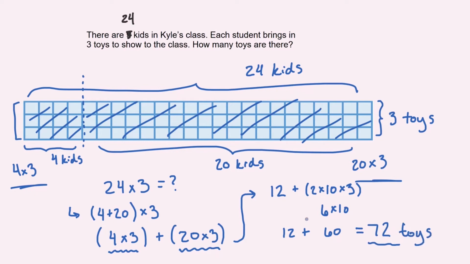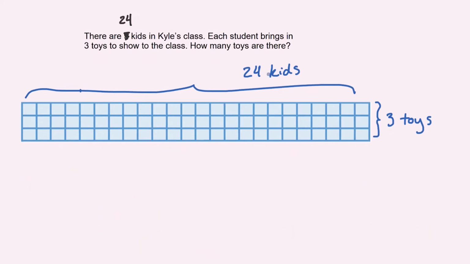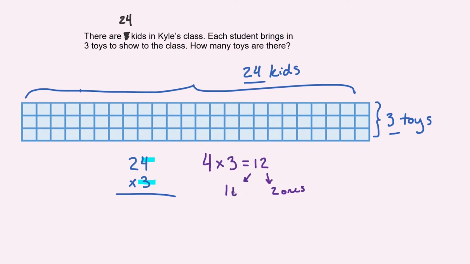Breaking down the problem like this seems like a lot of work, right? Well, there's a faster way to set up the problem that some of you may already be familiar with. We can set up the problem with the 24 on the top and the 3 underneath it lined up by their ones places. We first multiply the ones. 3 times 4 equals 12, which is 2 ones and 1 ten.